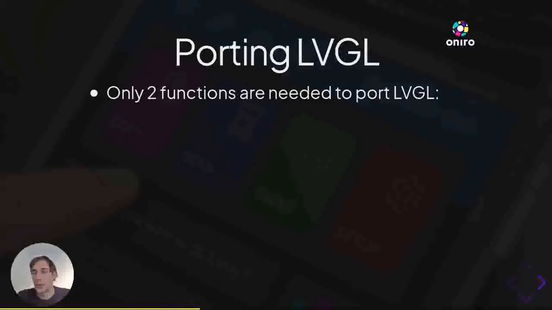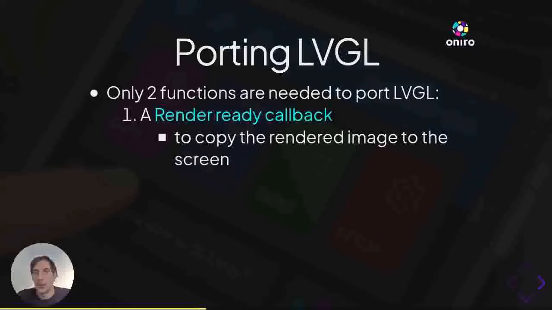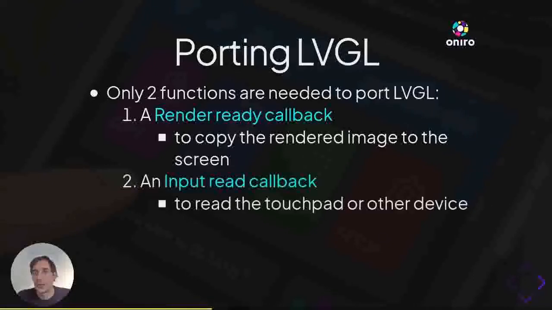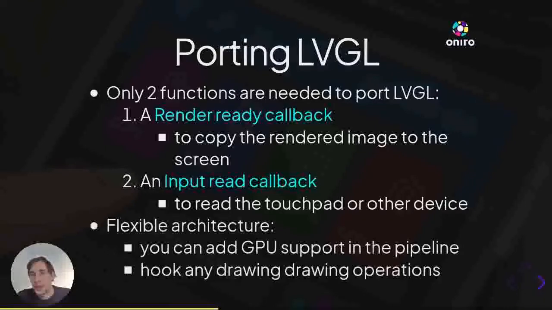To port LVGL to your system, usually you need only two functions. One, to copy the rendered image to the screen, and another, to read your input device, for example, a touchpad. And that's it. If you want to make the most out of your hardware, LVGL allows you to replace any built-in draw functions, for example, to use a GPU in some cases. Or even the whole software rendering engine can be replaced. We have built-in support for SDL, which is the drawing library for desktop, and it uses the video card to render at lightning speed.